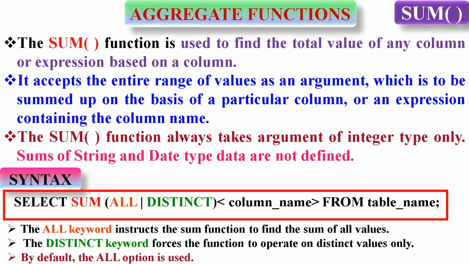The all keyword instructs the sum function to find the sum of all values while the distinct keyword forces the function to operate on distinct values only. It does not sum up the duplicate values. By default, the all option is used.